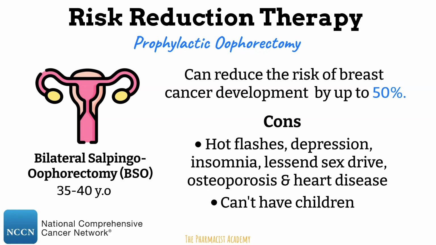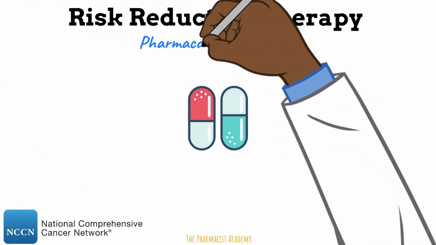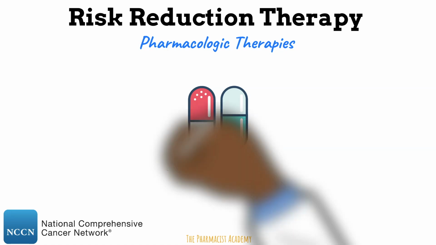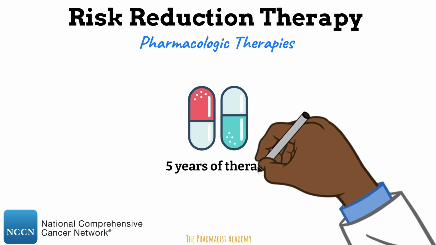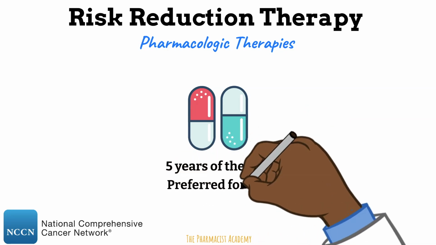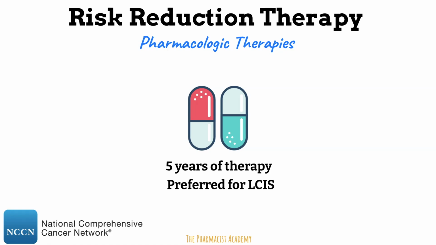The last category of risk reduction therapy are the pharmacological agents. These are oral medications that we give to reduce the risk of developing breast cancer. These agents are recommended to be used for 5 years. The NCCN has them as the preferred option over surgical approaches for patients with a history of lobular carcinoma in situ. The medication we will give the patient will depend on their menopause status.